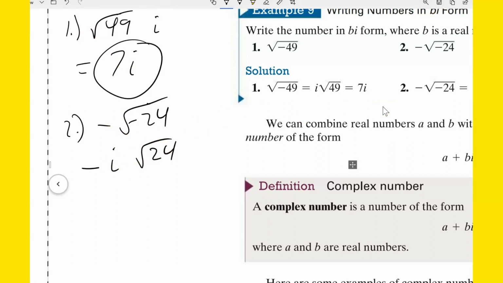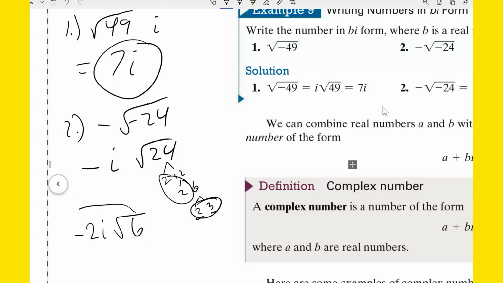Now 24 breaks down to, it doesn't matter how you do it, 2 times 12, 2 times 6, 2 times 3. So a pair of 2's, but with an extra 2 and an extra 3 left over under the radical. So I've got a 2 coming out here. So I've got -2, because of that negative sign, i square root, what's under the radical? The 2 and the 3 come back together under the radical to make 6. So notice that 2 goes in front of the i, but the i goes in front of the square root of 6. That's the simplified answer.